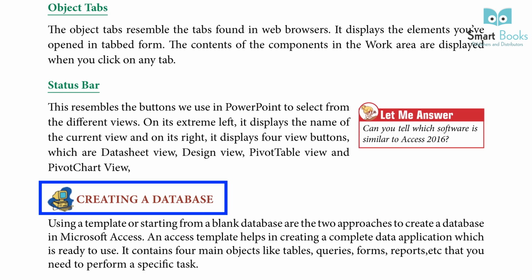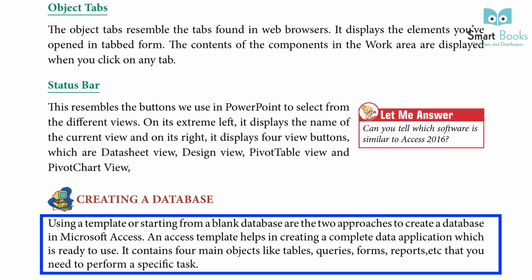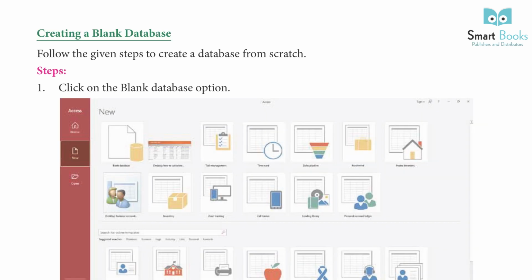Creating a database. Using a template or starting from a blank database are the 2 approaches to create a database in Microsoft Access. An Access template helps in creating a complete data application which is ready to use. It contains the main objects like tables, queries, forms, reports, etc. that you need to perform a specific task.